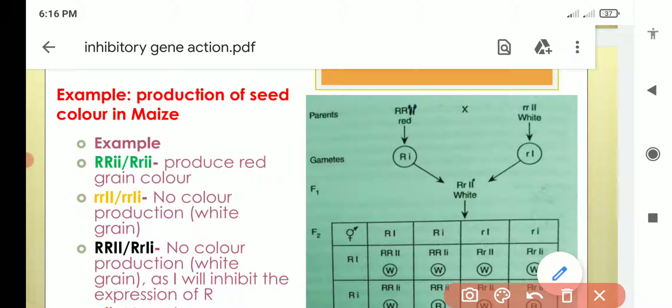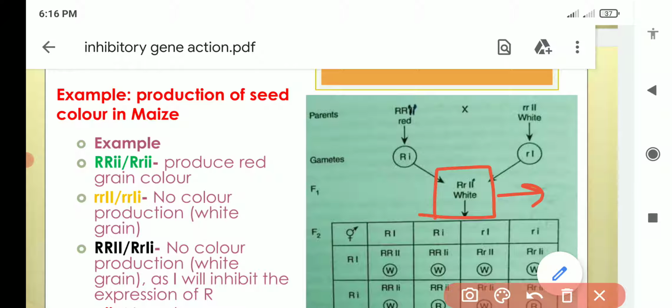Okay, color production will be there. So it will produce this type of gamete, capital R, small i, and this will produce a small r, capital I type of gamete. When we cross these, we will get a capital R, small r, capital I, small i type of individual. So this will produce white grain color.